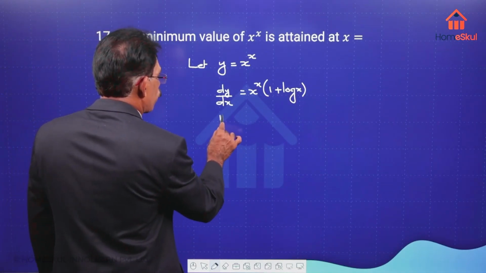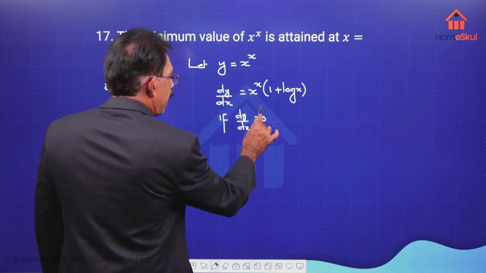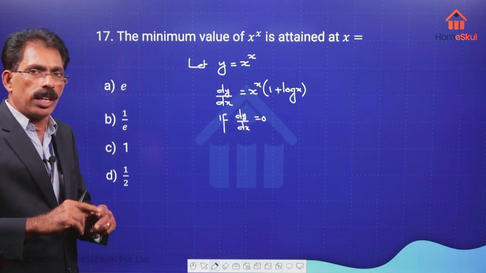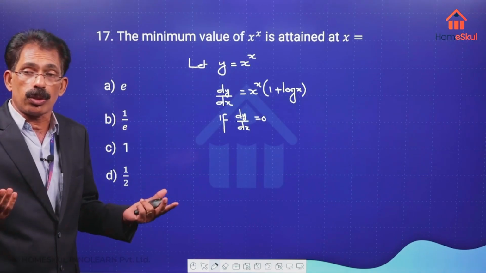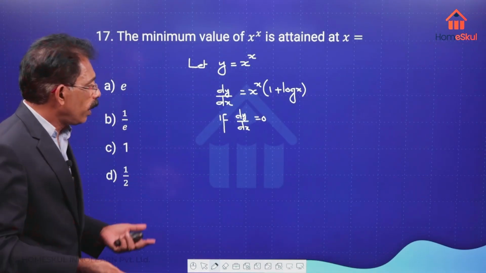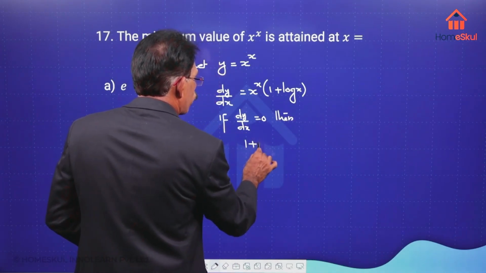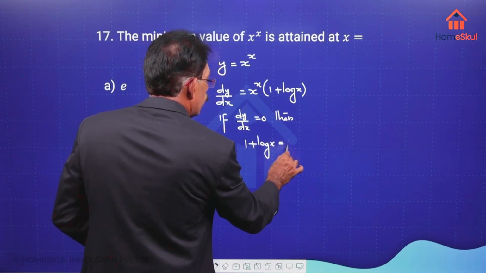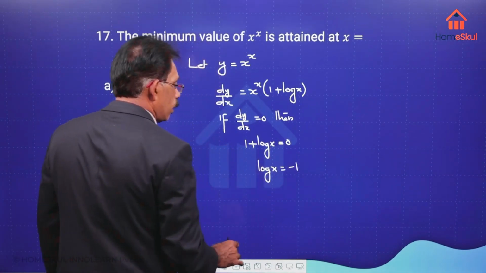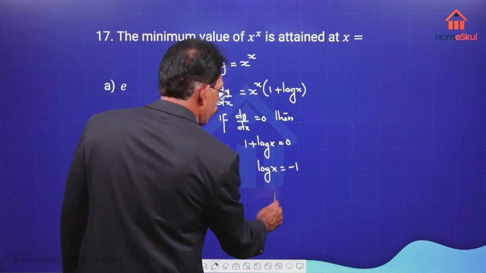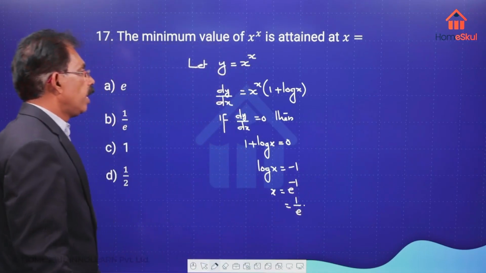If dy by dx equal to 0, x raised to x is never going to 0, never equal to 0. Why? That is an exponential function. Exponential function is not equal to 0. So then what? Then 1 plus log x equal to 0. Then log x equal to minus 1. Because log x equal to minus 1, then x is equal to e raised to minus 1. That is equal to 1 by e. X is 1 by e.